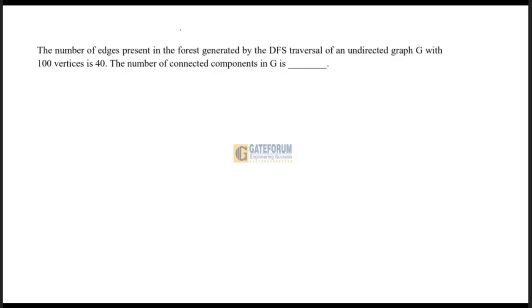The following question was asked in GATE 2024, and the question is a number. The question was asked from the concept of DFS traversal of a graph, that is from graph data structure, and the nature of the question is NAT. It was asked for 2 marks, and basically it was asked from depth first search traversal of a graph.